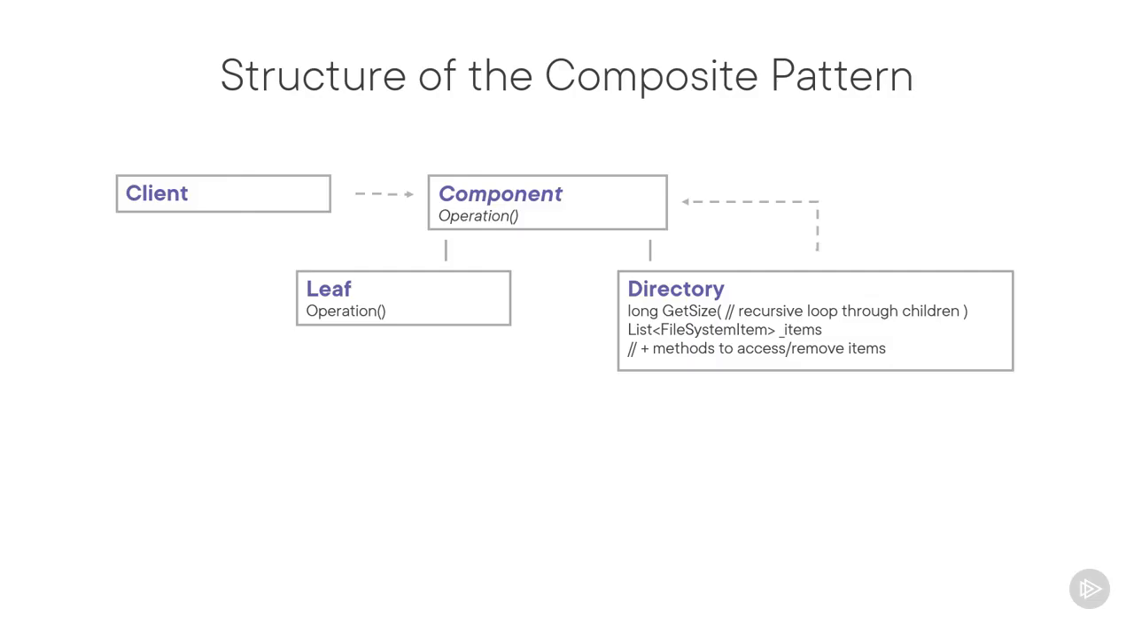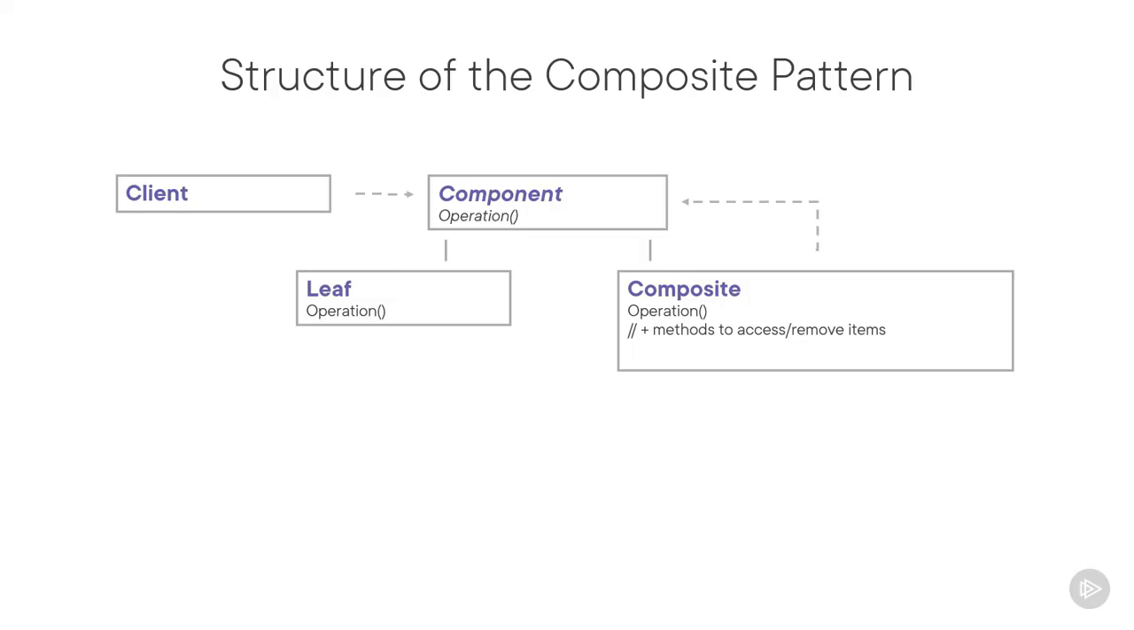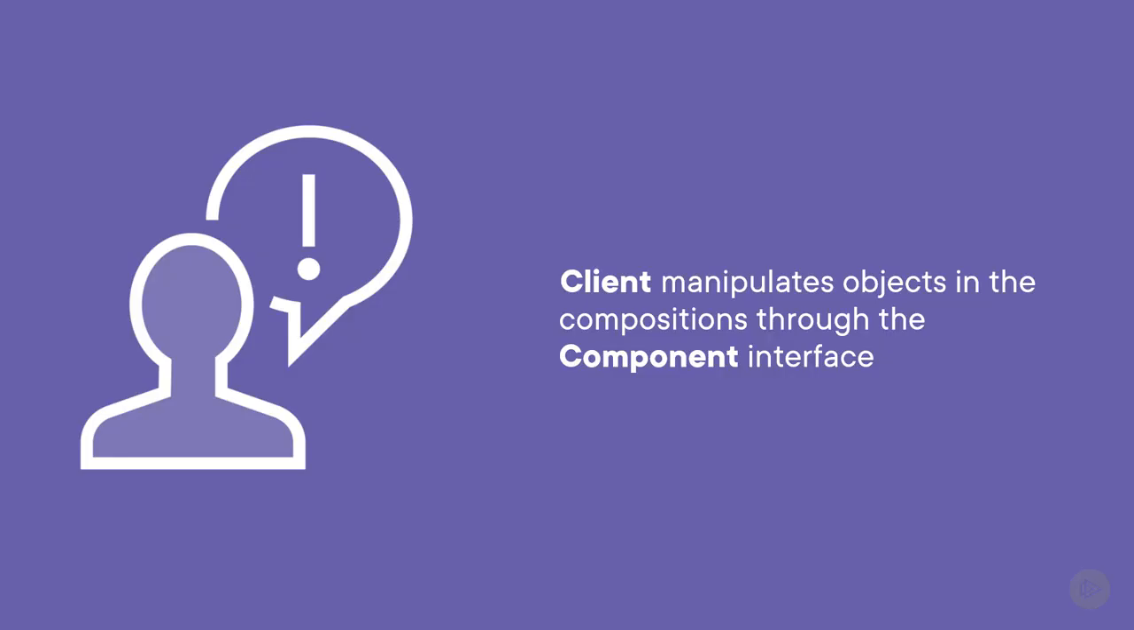Another item then would be a composite. This one also derives from the component base and it stores a set of components, children. It implements the common operations and defines operations to add or remove children. It thus defines behavior for components having children. And lastly, there's the client, of course. This one manipulates objects in the composition through the component interface.